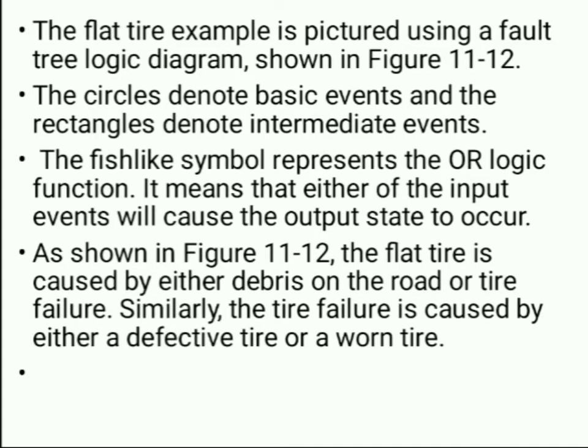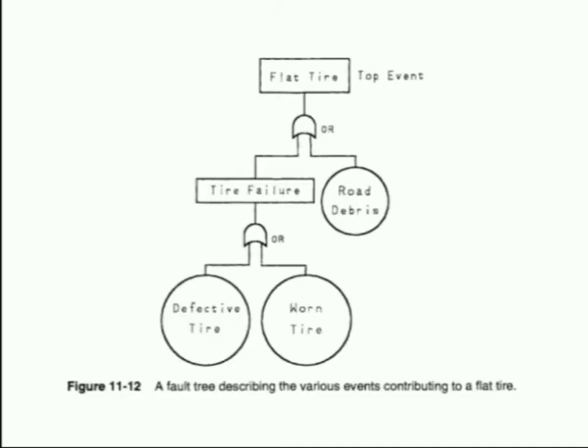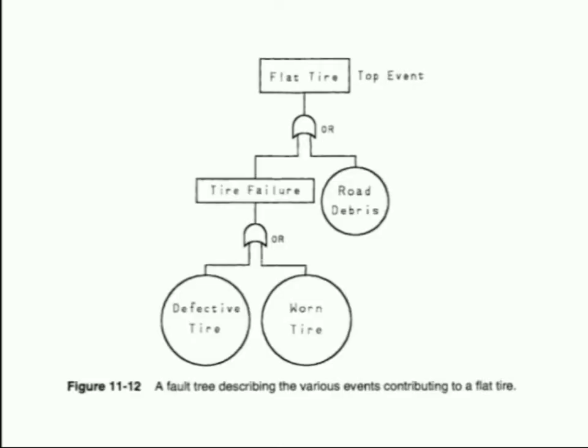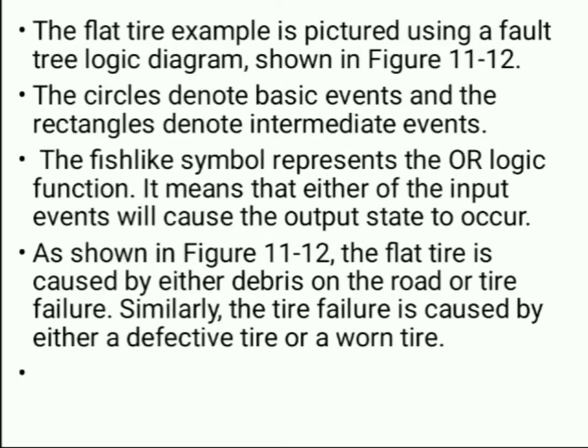Now the flat tire example is pictured as a fault tree in this diagram. This is the diagram for that sequence. The top event is written at the top of the diagram. What is the top event? The accident that happened, that means there is a flat tire. What are the reasons for that? The two reasons are tire failure, or driving on road debris.